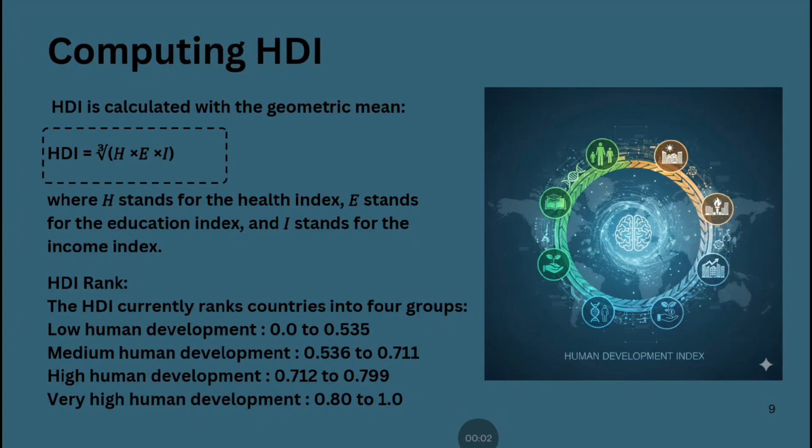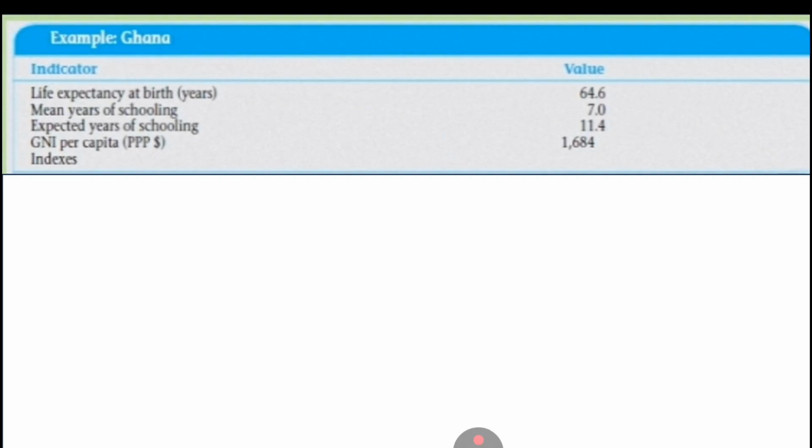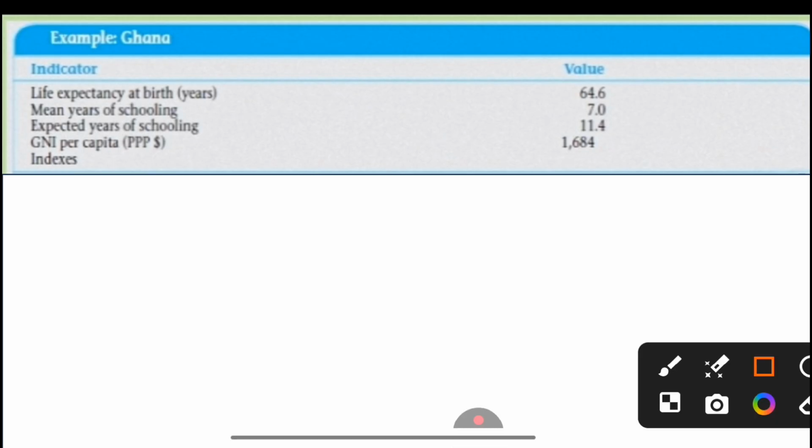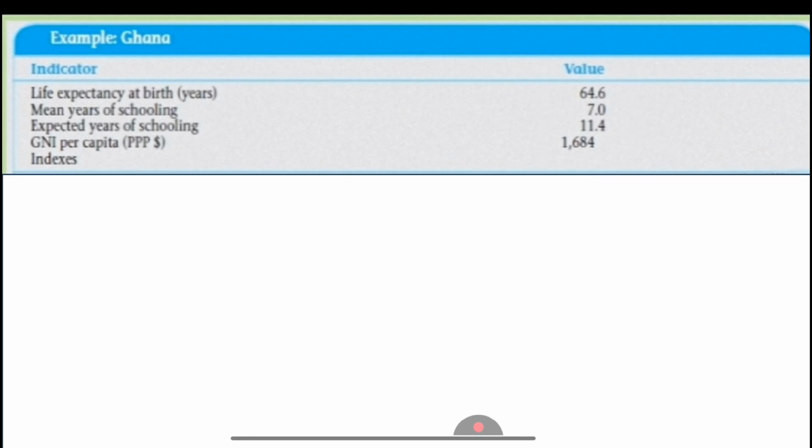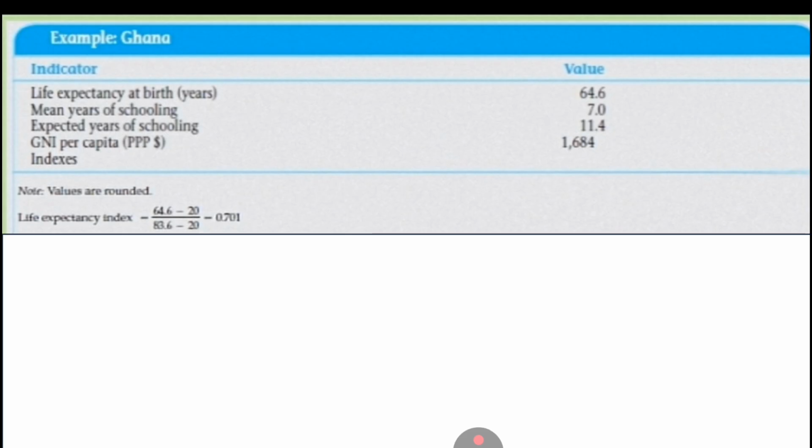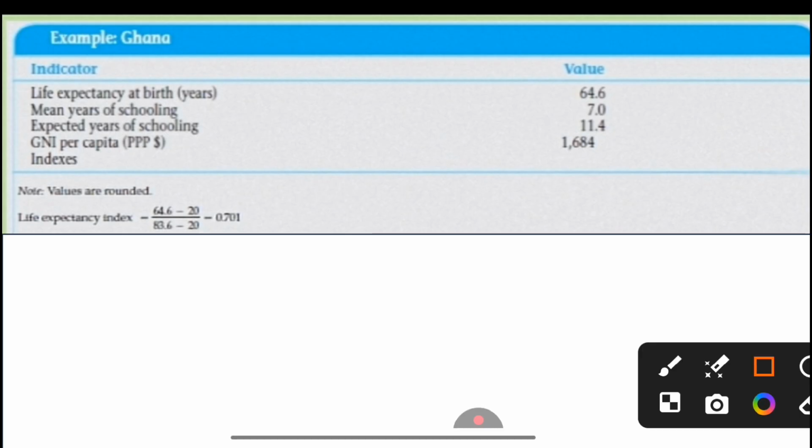Now that we have learned about Human Development Index and its ranking system, we can see an example. Here is an example of Ghana. We can see that the life expectancy at birth, mean years of schooling, expected years of schooling, and GNI per capita are given here. Using this data, we can calculate each index and calculate the Human Development Index. First is the life expectancy index, or the health index.